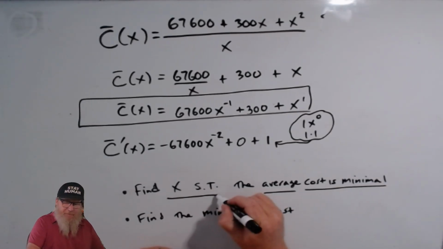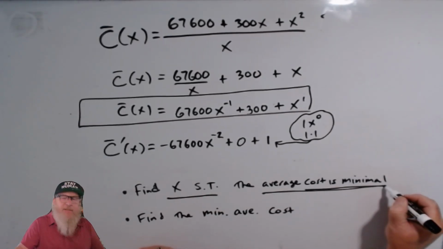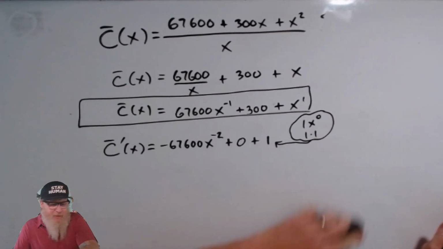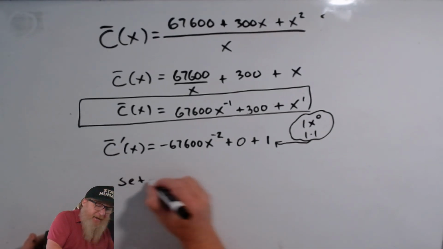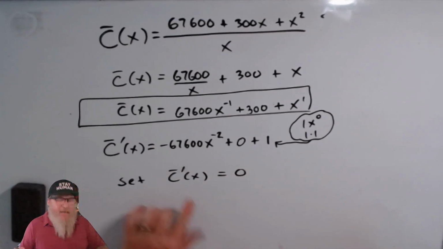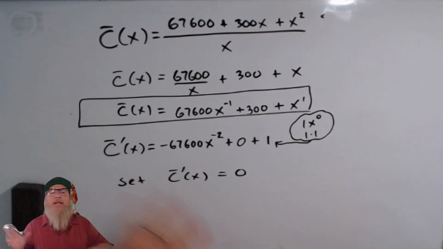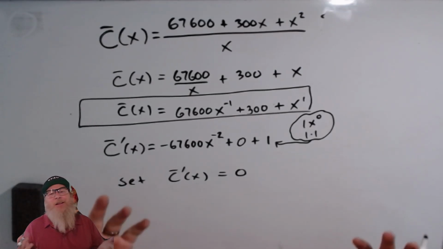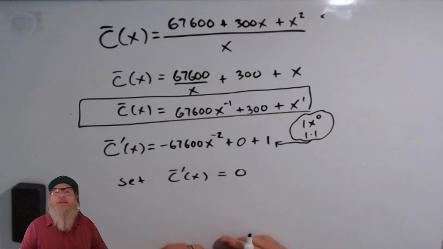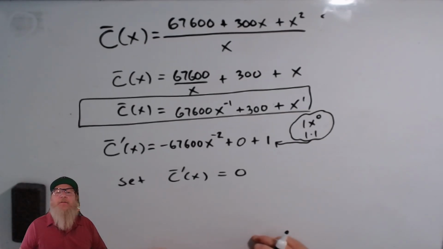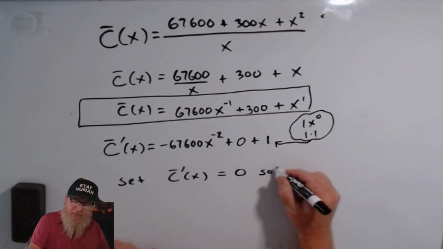All right, so now we want to find x such that the average cost is minimal. Same technique as in the previous lecture. You're going to set c hat prime equal to 0. You set whatever derivative you took. In this case, it's the derivative of average cost. I guess you could call it marginal average cost. We've used that term before. I'm just calling it minimizing average cost, which is done by finding the derivative. So set that equal to 0 and solve for x.